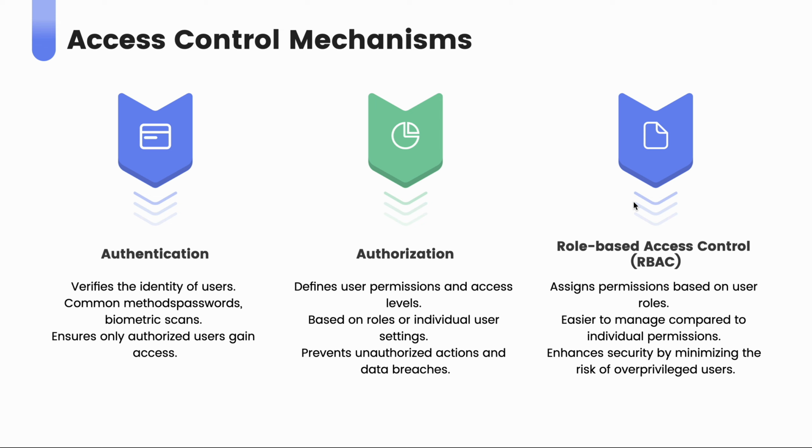The second one is authorization. Authorization means defining what each user can access. That means based on role or individual user settings, it prevents unauthorized actions and data breaches. And the last one is role based access control, that means RBAC. It assigns permissions based on roles. That means it is easier to manage compared to individual permissions, and enhances security by minimizing the risk of over-privileged users.